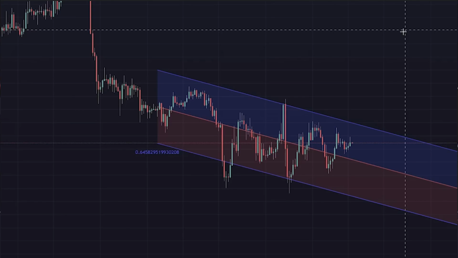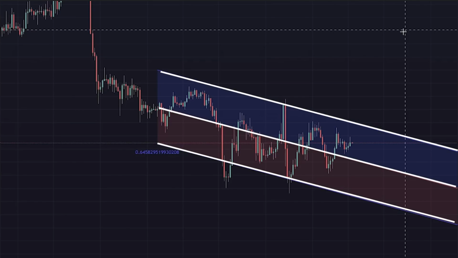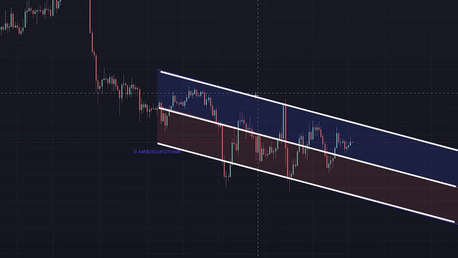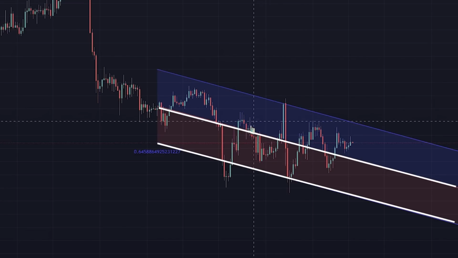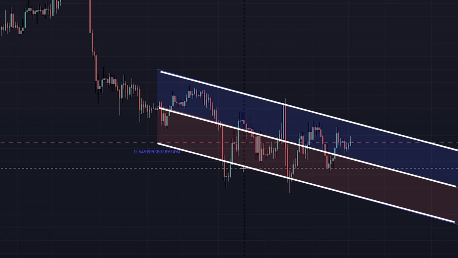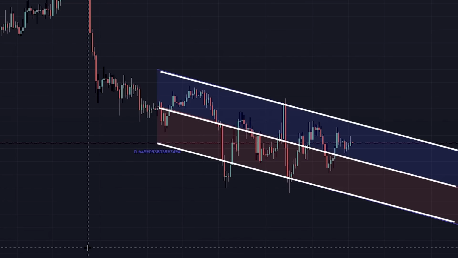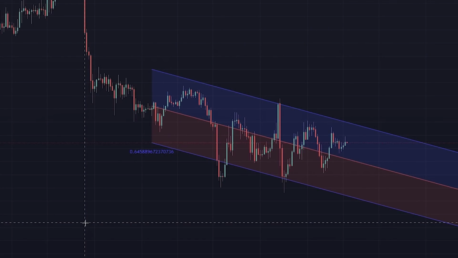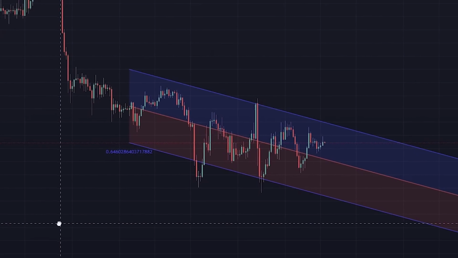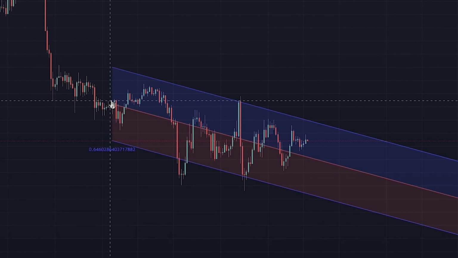A linear regression in its most basic form consists of three lines that form a channel. The middle line is called the linear regression line, the upper channel line is this line right here, and lastly, the lower channel line is this line. So if you look at it in its most basic form, the linear regression line is actually just the average of the price action. Now what's great about the linear regression line is that it will show you the trend that the market is currently in.